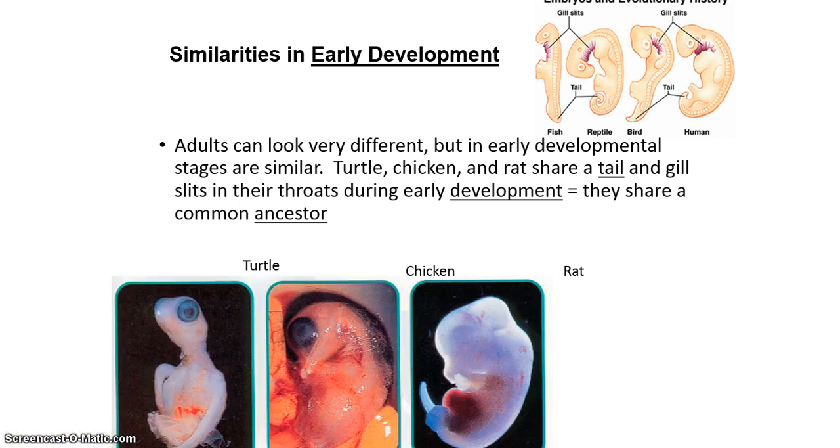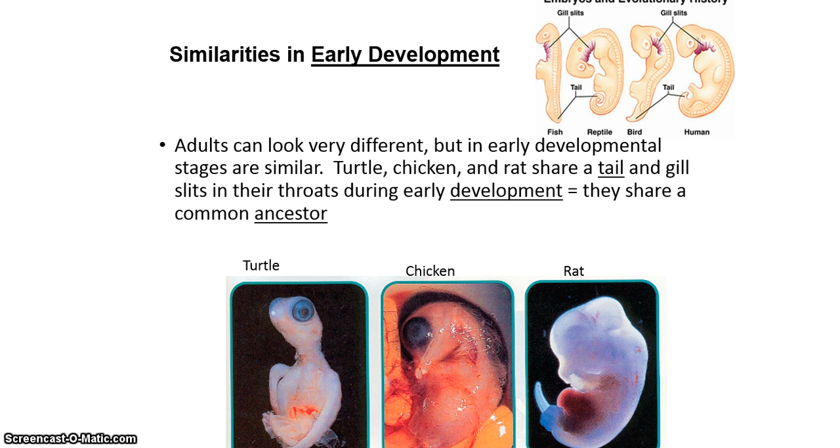Similarities in early development is talking about embryology, right? Similarities in these early embryos. Even though the adults can look very different, in the early developmental stages, they look very similar. Again, if you look at the turtle, the chicken, and a rat, they all have a tail, and they all have gill slits, which again implies that they all share a common ancestor.